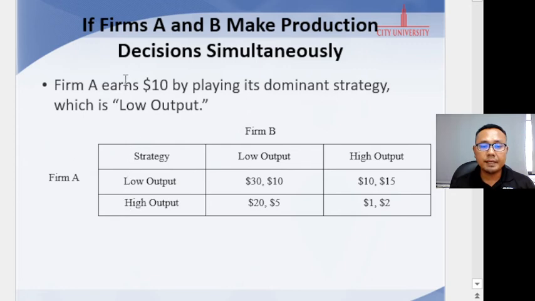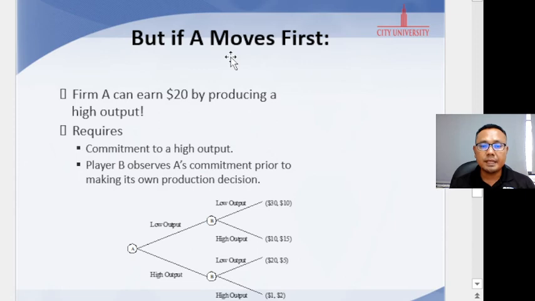So if firms A and B make the production decision simultaneously, firm A earns $10 by playing its dominant strategy, which is low output. Firm B gets $10. Firm A, let's say, will earn $30. But if A moves first, firm A can earn $20.